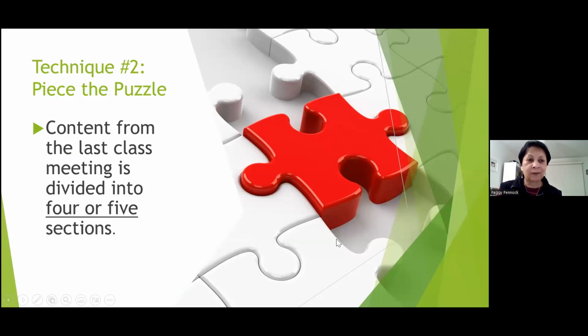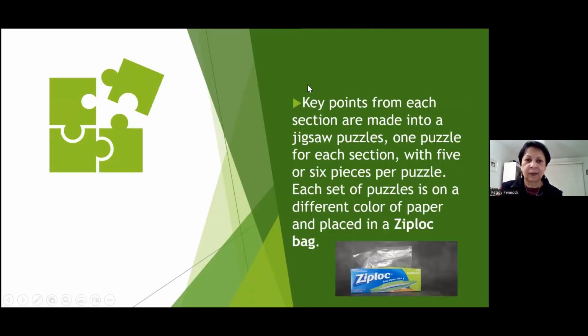Strategy number 2. It's called Piece the Puzzle. Here, content from the last meeting of the class is divided into 4 or 5 sections. In this instance, key points from each section are made into a jigsaw puzzle, 1 puzzle for each section, with 5 or 6 pieces per puzzle. Each set of puzzles is on a different color of paper and placed inside a Ziploc storage bag.